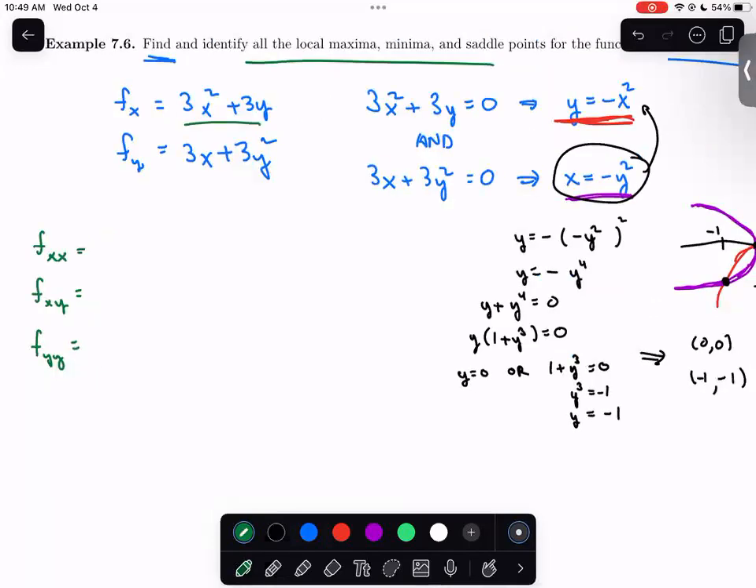Starting off with looking at my x derivative and taking another x derivative. So that's going to be what, 6x, I believe. If instead I looked at my x derivative and took a y derivative, I think I would just get 3. And then if I was to look at my y derivative and take another y derivative, I would get 6y.